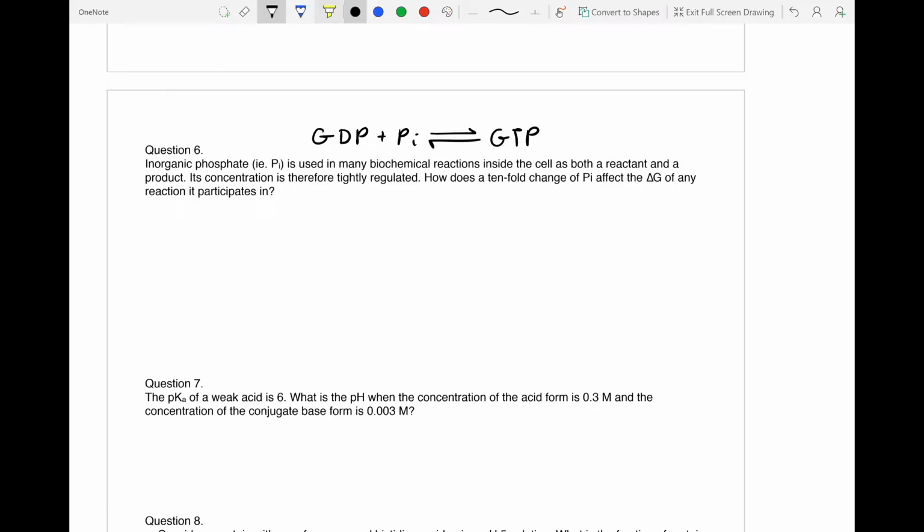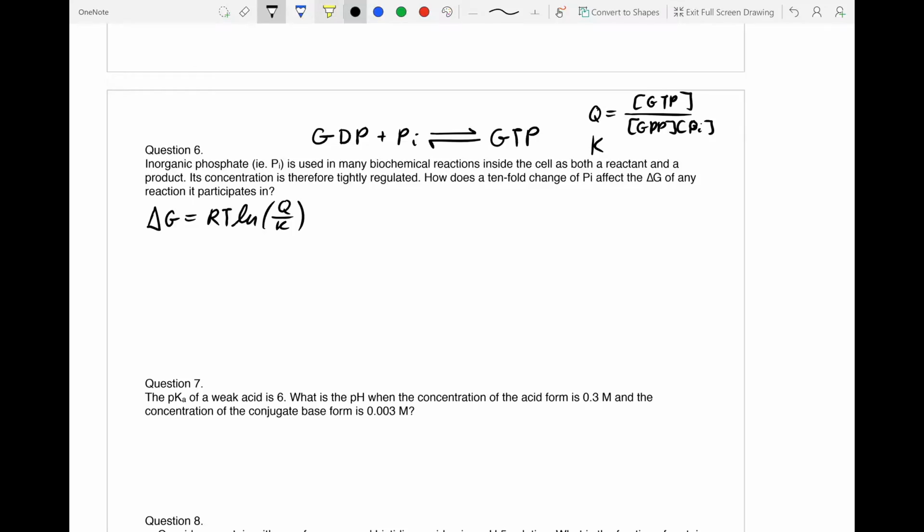So solving for the change in free energy equation that we derived above, we're going to have Q is equal to, let's see, write the whole thing out. GTP, GDP, and inorganic phosphate. And then K is just going to be the same.